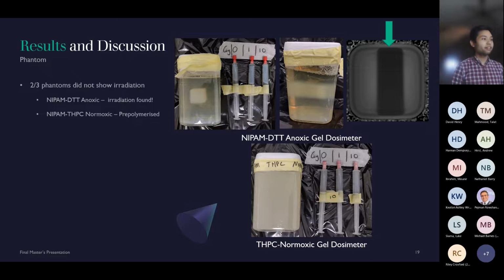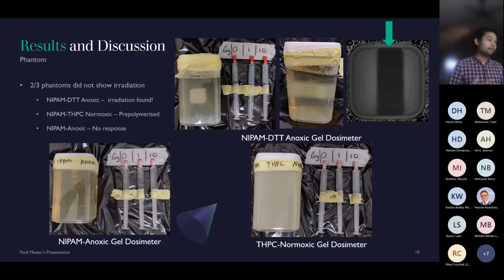For the normoxic one, all of it polymerized before being irradiated, so it was effectively spoiled. And when I looked at the T2 time, there was no response. Same for the NIPAM anoxic, where it didn't do anything at all.